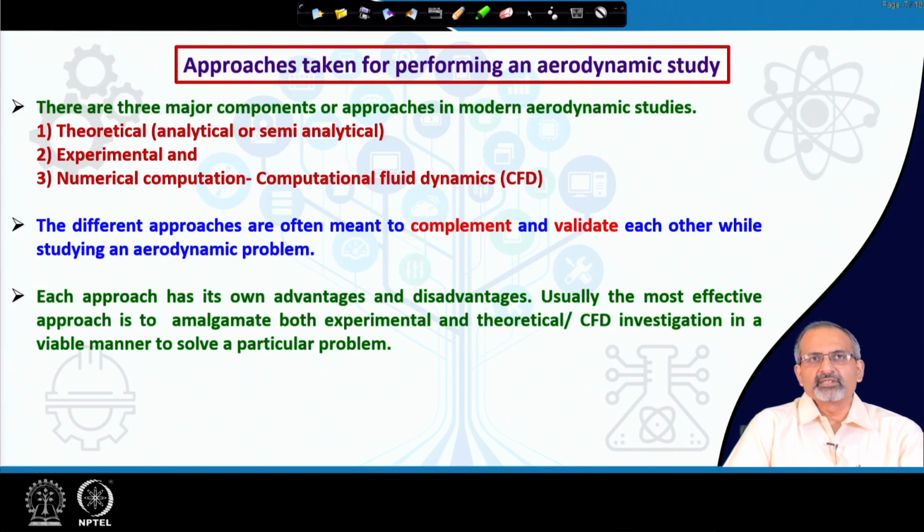The different approaches are often meant to complement each other and also validate each other while we study an aerodynamic problem. Each approach has its own advantages as well as disadvantages. Usually, if possible, the most effective approach is to amalgamate both experimental as well as either theoretical or CFD investigation in a viable manner to solve a practical aerodynamic problem.